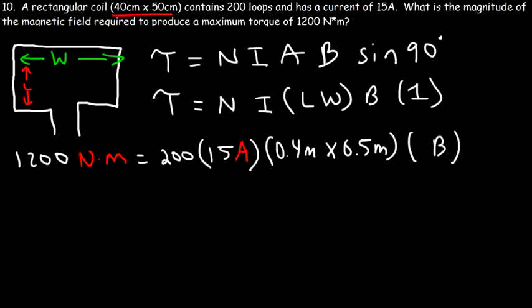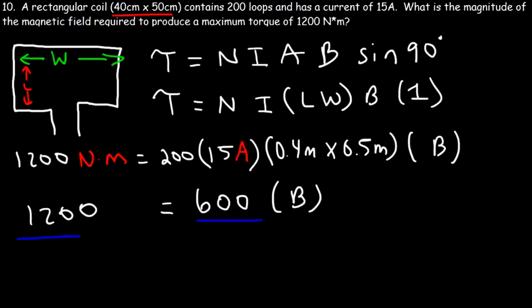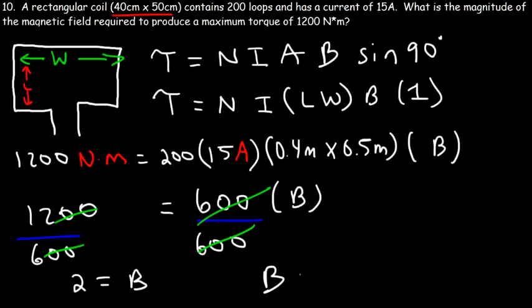So let's multiply 200 times 15 times 0.4 times 0.5. So that's equal to 600. And so now all we need to do is divide both sides by 600. So these two cancel. 1200 over 600, we can cancel the two zeros. So it's 12 divided by 6, and that's 2. So the magnetic field is 2 Tesla. And so that's the answer.